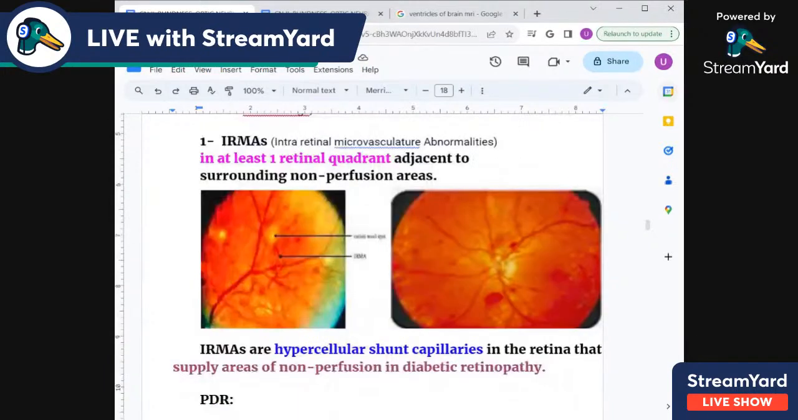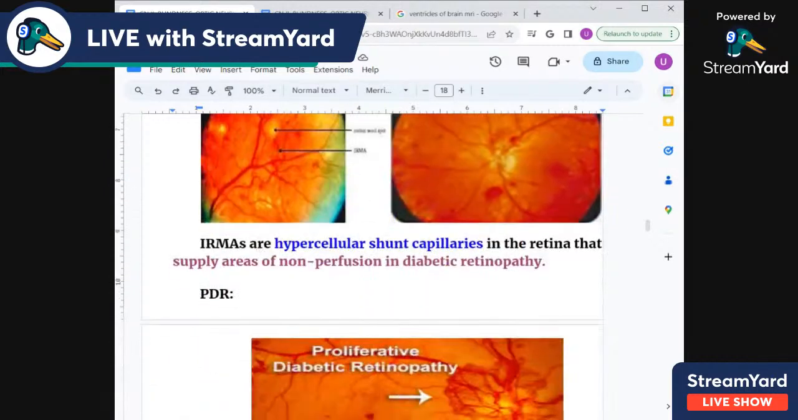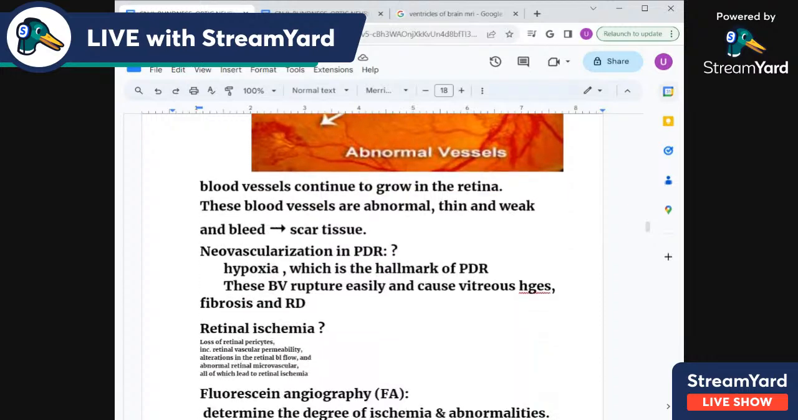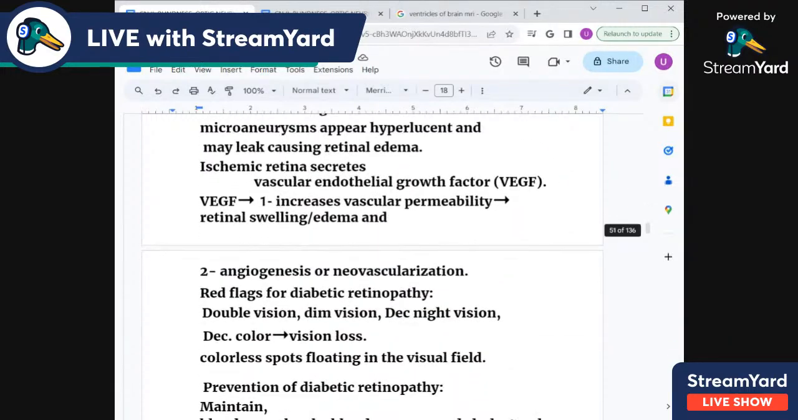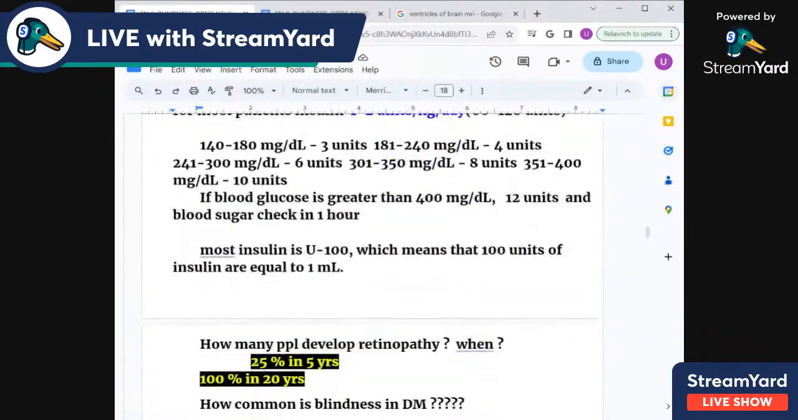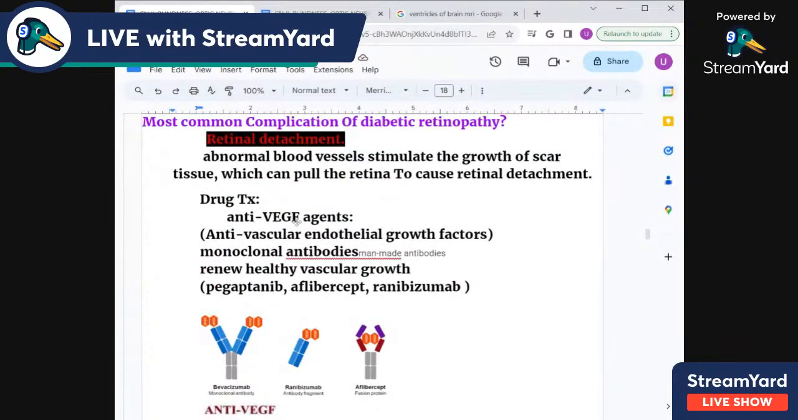Okay, and then IRMA, intraretinal microvascular abnormalities, at least in one quadrant in diabetes. Then this is the proliferative form of diabetes due to the production of VEGF by ischemic retina. And then diabetes control at different sugar levels with the insulin and anti-VEGF drugs.